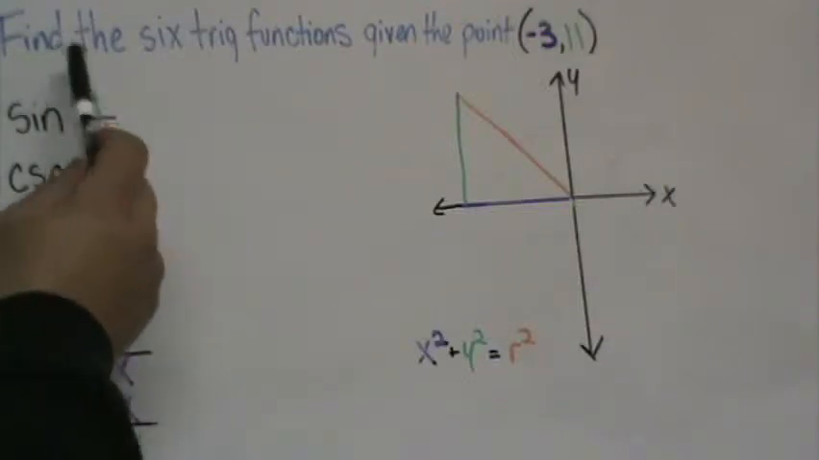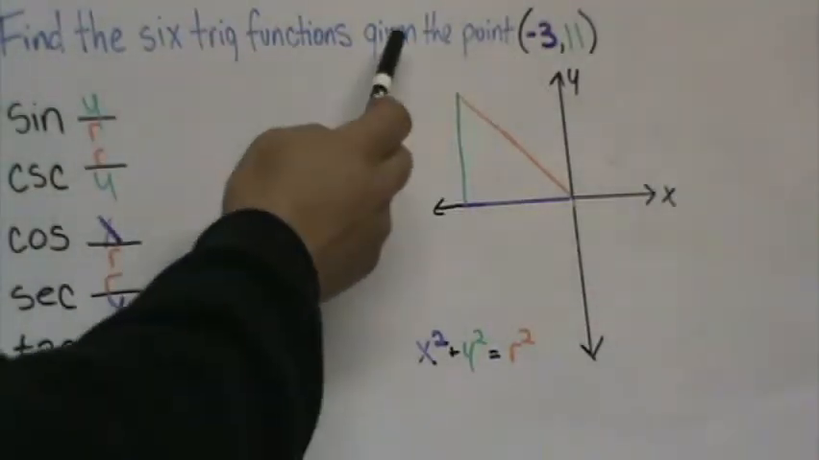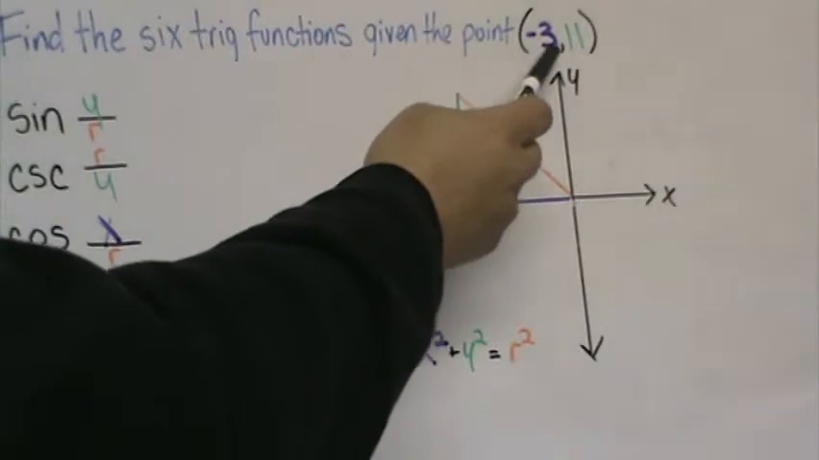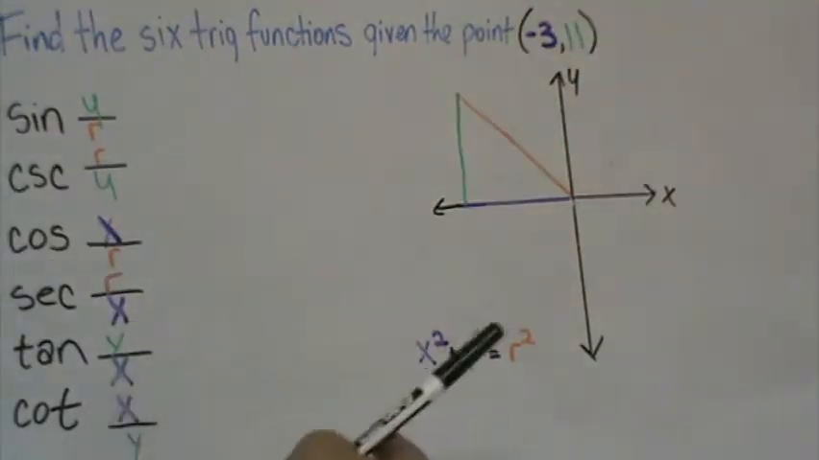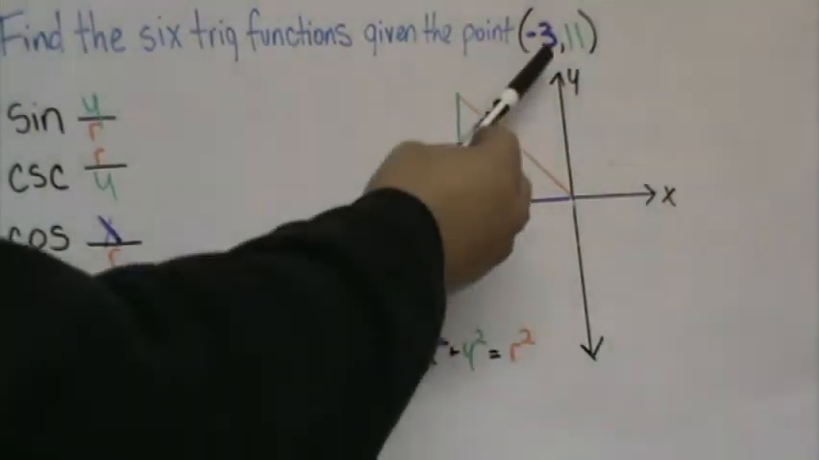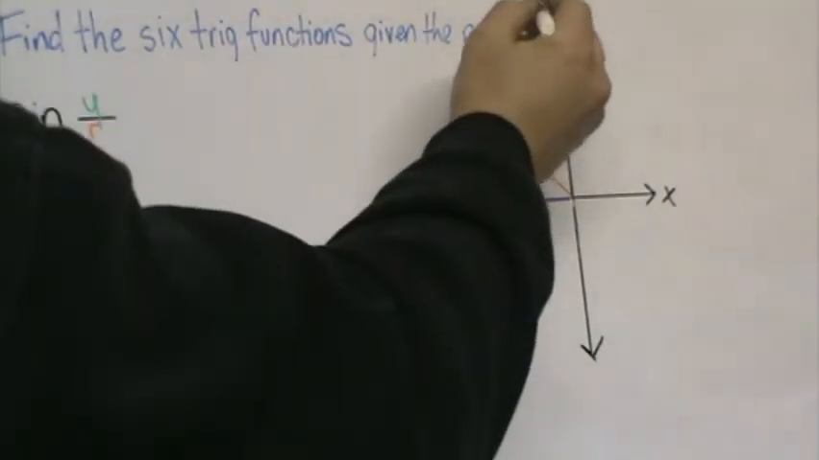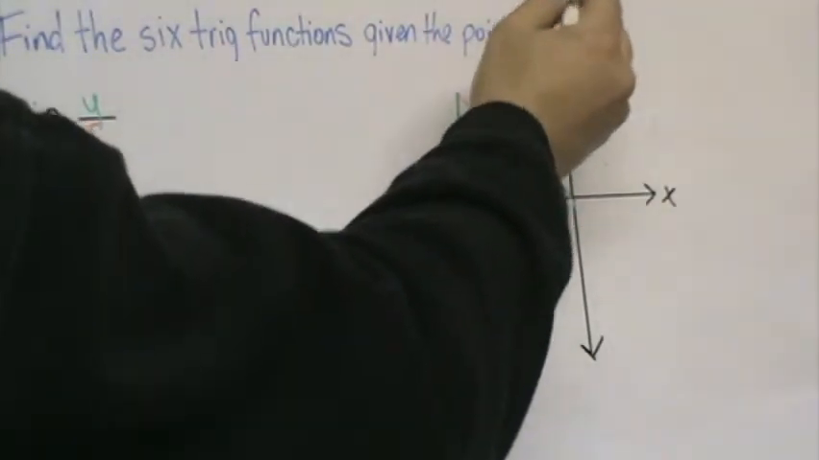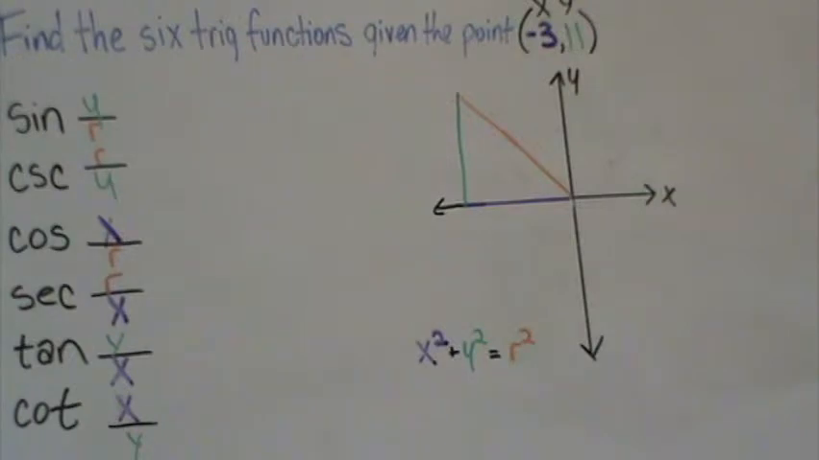So now we're going to find the 6 trig functions given the point (-3, 11). How am I proceeding at this point? I'm looking at -3 as what variable? X. And what is this? Y. And what's the other variable I have to find? R. So what's the formula? It's x squared plus y squared equals r squared.